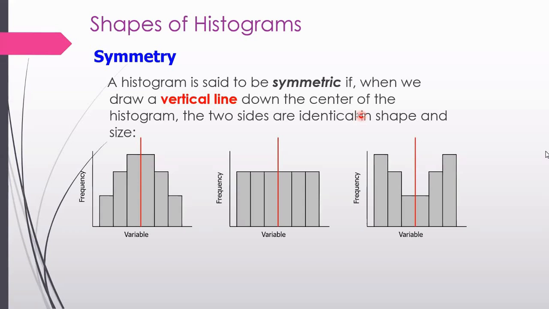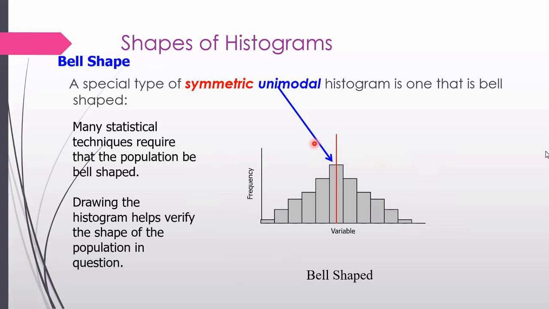Then we looked at the modality, whether it is a single peak, unimodal, or bimodal or multimodal. Sometimes it has no mode. So to describe the shape of the distribution, we have to look at the symmetry and the modality, right? What are the two things we have to observe to describe the shape of the histogram? Symmetry and the modality, right?